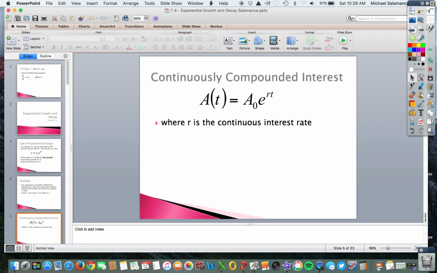Getting back to our exponential growth and decay, we want to talk about things that are continuously compounded. So in terms of interest, this is something that's compounded continuously. What that means is when we look at certain accounts, when banks take your money, every month they compound it. If it's compounded continuously, they're taking your money and compounding it so that it can grow more and more at a faster rate. So the formula is defined by A(t) equals A sub 0 times e to the rt, where r is the continuous interest rate in decimal form, and t is your time.